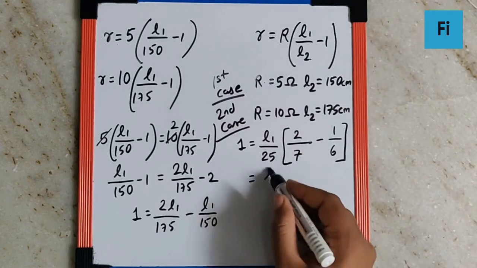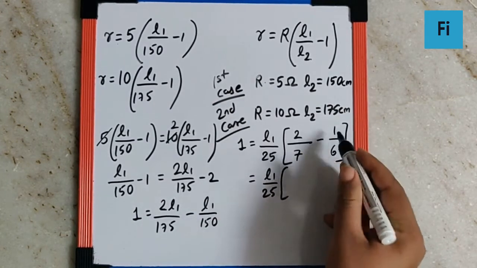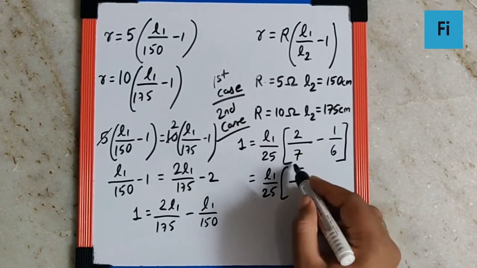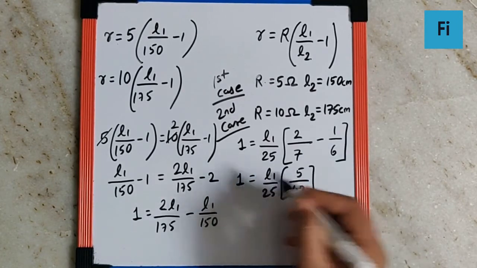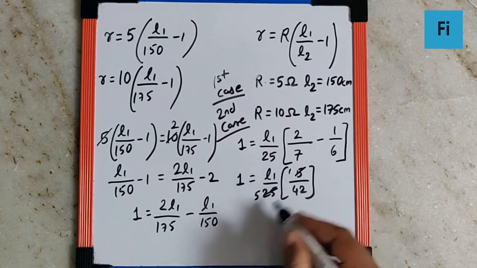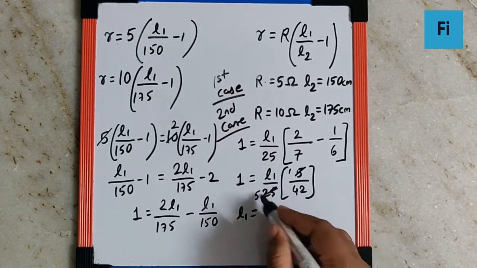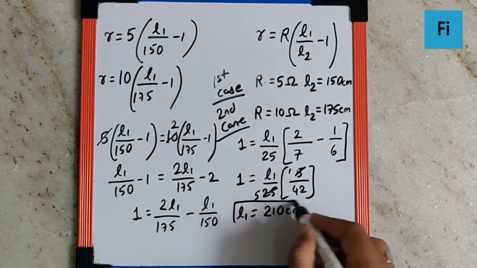Now if we solve this, we get L1 by 25 into (12 minus 7) upon 42, since 6 sevens are 42, and that is equal to 1. So 5 ones are 5, and L1 becomes 42 into 5, which is 210 centimeter.